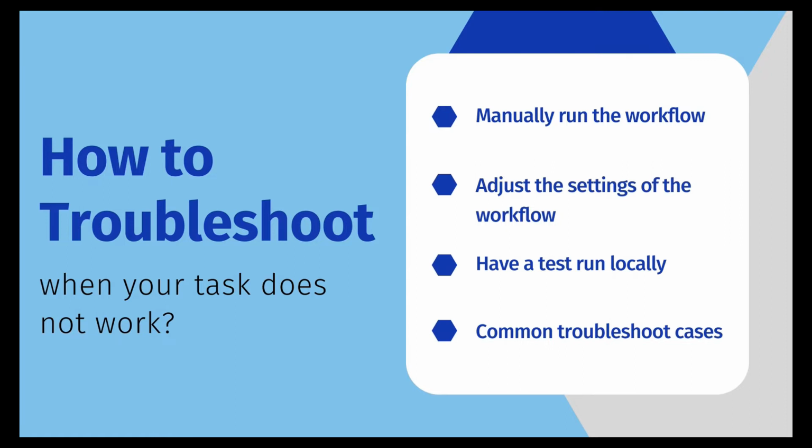In some cases, you may find the workflow looks good, but the data is not scraped in the way you want, so we'll need to troubleshoot to fix it. There will be three main steps to troubleshoot. Firstly, manually run the workflow. Secondly, adjust the settings of the workflow, and then have a local test run. After explaining the logic of troubleshooting, I will list some common issues that you may have when scraping data with Octoparse. Let's see how we manually run the workflow first.